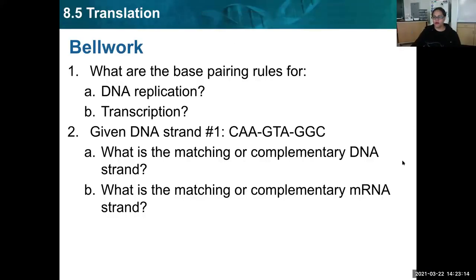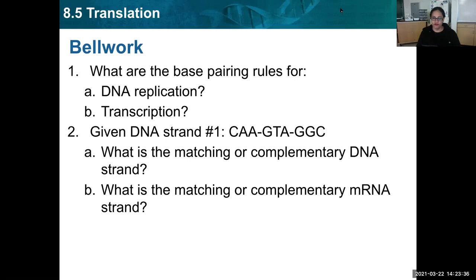We're going to get started with the bell work. Number 1, we're going to do in the chat, and number 2, I have a poll to see if you guys remember. So for number 1, we got 2 processes that we've talked about. We talked about replication and we talked about transcription. And each one, the base pairing rules are a little bit different.